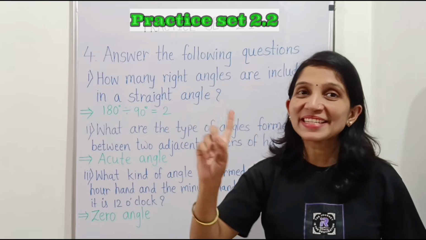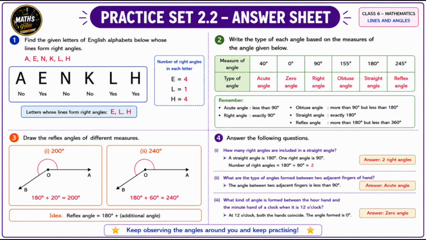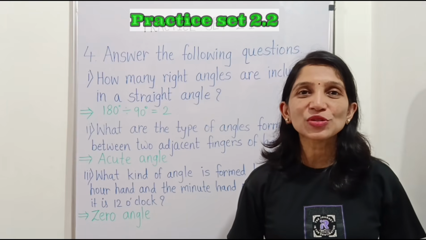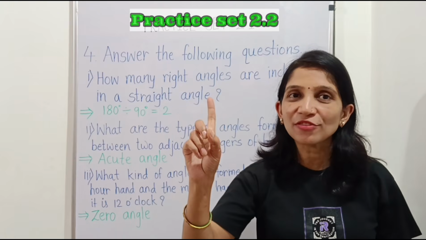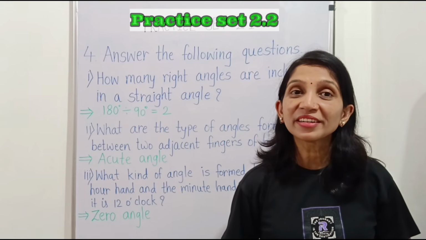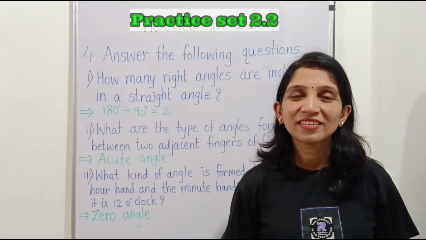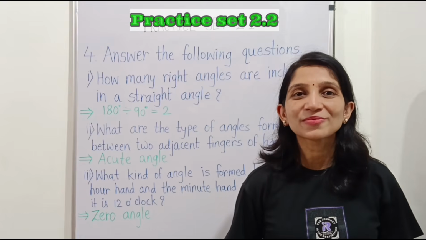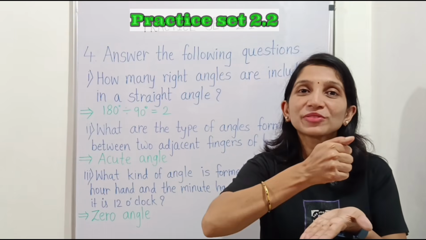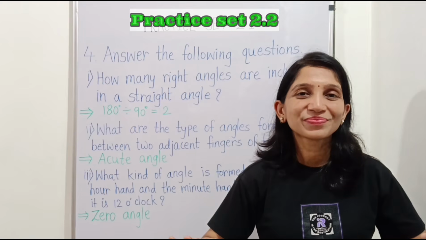This concludes practice set 2.2, the angle investigation. Here is answer sheet of practice set 2.2. Take a quick screenshot of it. We solved all 4 cases together. We found right angles in alphabets. We classified all types of angles. We learned reflex angle equals 180 degree plus additional angle. And we answered all the questions. All files stamped. Practice set 2.2 case closed.